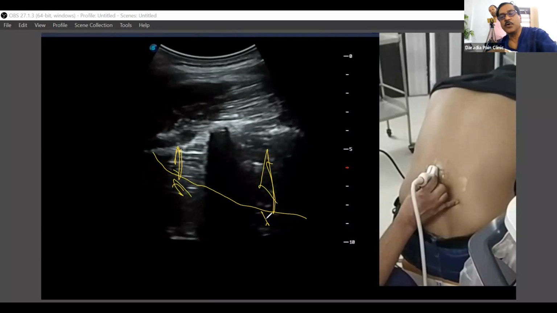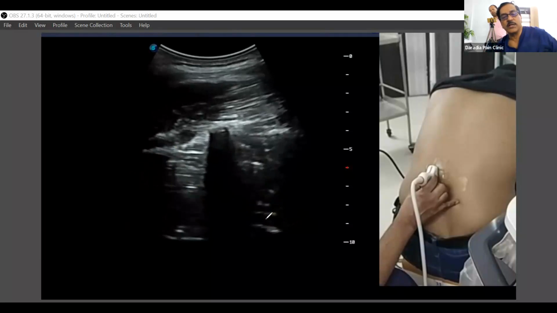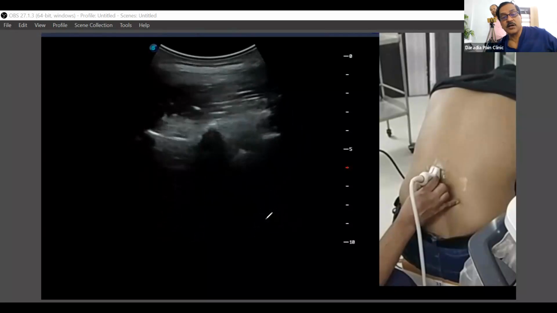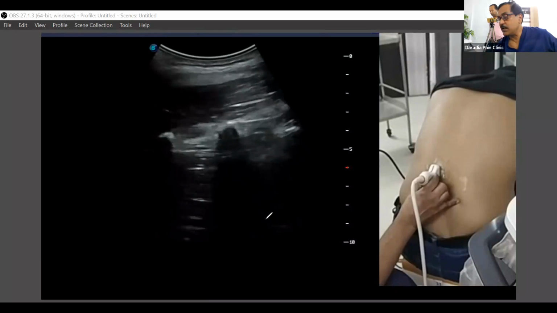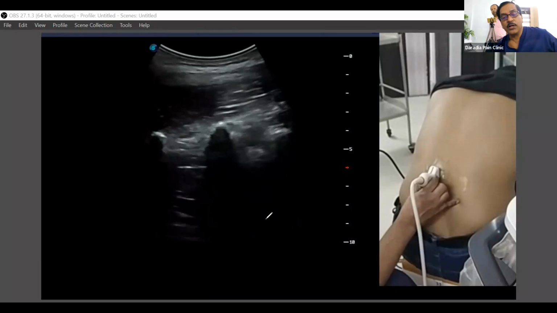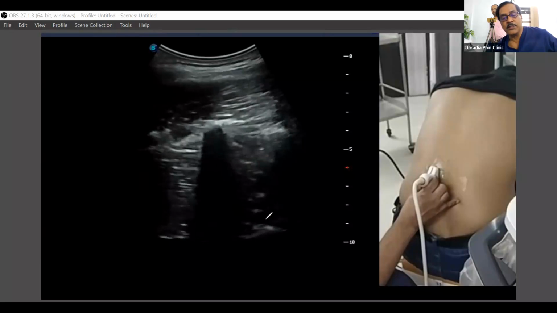So this is again important, that the psoas depth or thickness of the psoas muscle is less as we go more proximally, in the upper lumbar area. And if you go deeper, to the lower lumbar, then the psoas is thicker.